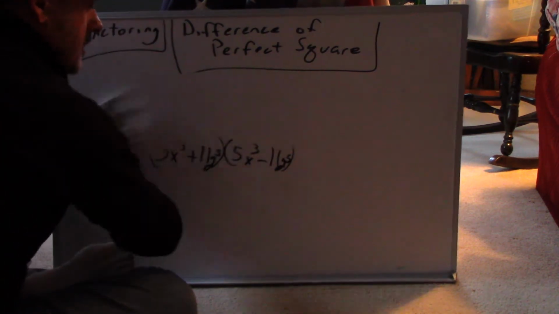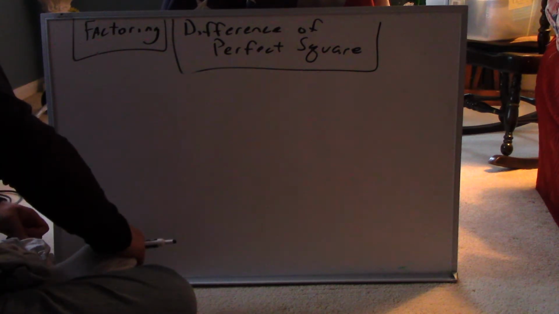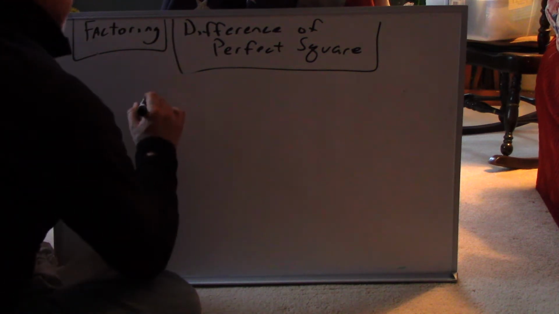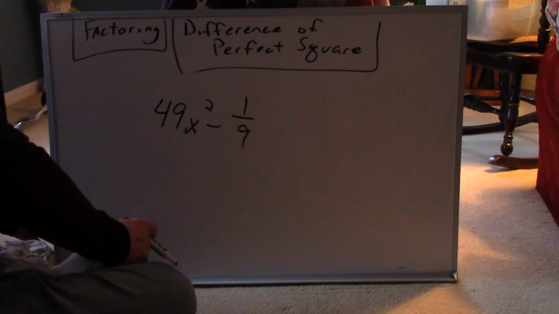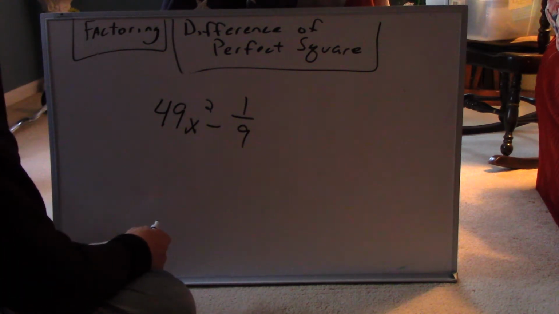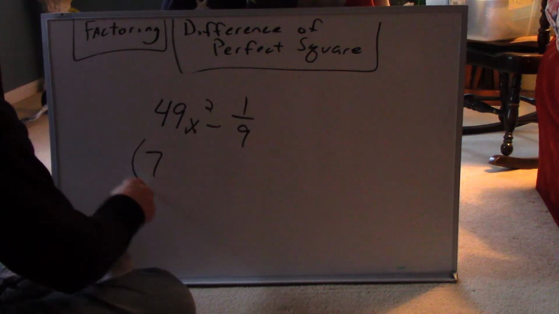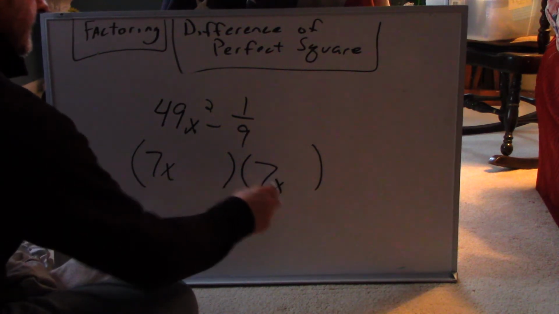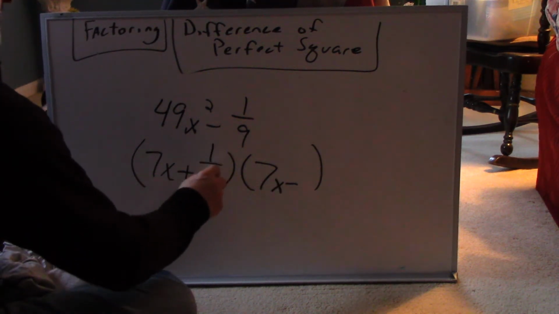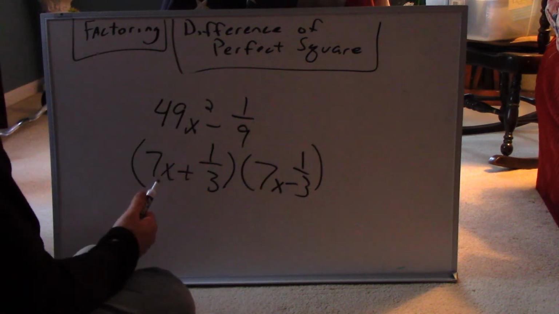All right, I'll do one more, and then we'll just call it a day with this. I want to do a crazy one here. 49x squared minus 1/9. Aha, this will drive you crazy here. So anyway, the square root of 49 is 7. The x squareds will go x plus minus 1/3, 1/3, because square root of 1 is 1, square root of 9 is 3.